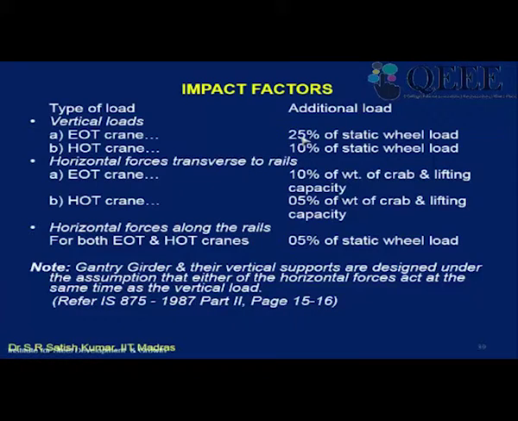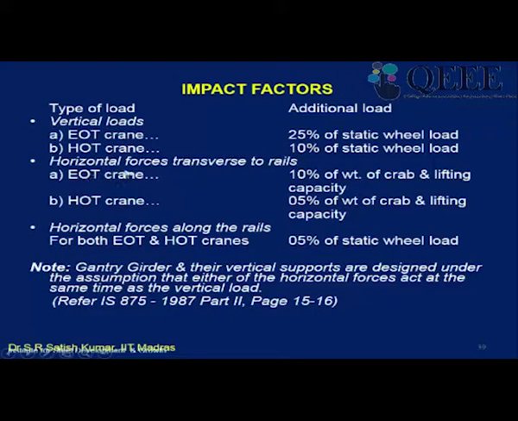Now that is what the code is telling, to take care of the impact coming when the crane is lifting some weight, right? So if the crane is lifting that 10 ton weight and it has a jerk, an extra 25% load will come on the girder. Okay, so that is what it is. This is for vertical loads.